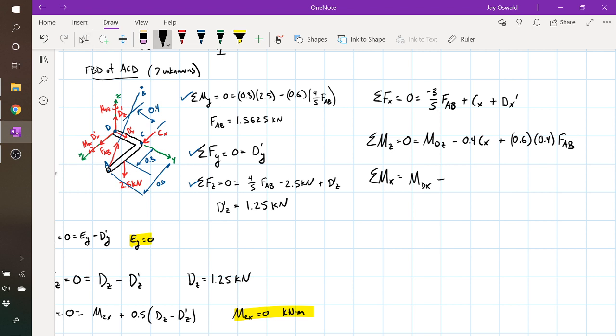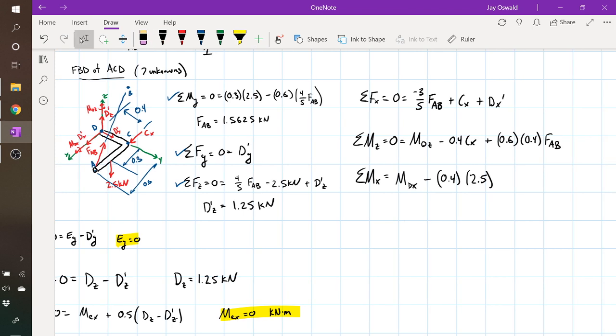And so this is going to be minus 0.4 times 2.5 kilonewtons, right? And then FBX is going to make a positive moment. So it's going to be 0.4, and I'm being a little inconsistent here. So it's going to be the Y component, right? And that is 4/5 of FAB. All right, so that we can solve, right? Anyone want to do the honors? So 0.4 times 2.5 is 1.